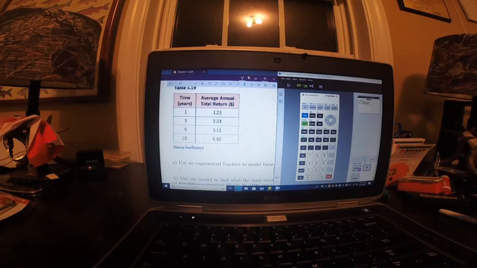So the function I'm going to use is y equals 1.16, rounding to 2 decimal places, times my b value here, 1.2, raised to the x.